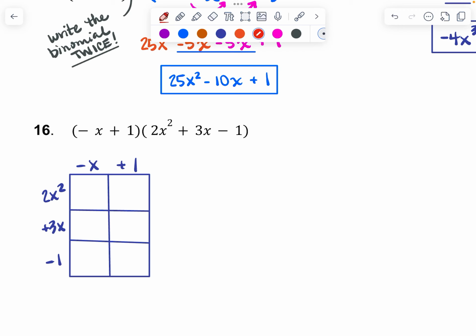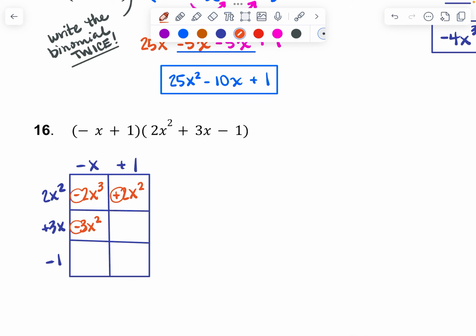And now you just get to use all your multiplication rules, right? So again, 2x squared times negative 1x is negative 2x cubed, because when you multiply, the exponent changes. When you add, the term does not. Okay, so x squared times x's are x cubes. And then I do 2x squared times positive 1, which gives me positive 2x squared, right? Because multiplying by 1 doesn't change anything. Then I'm multiplying positive 3x times negative x, so negative 3x squared.